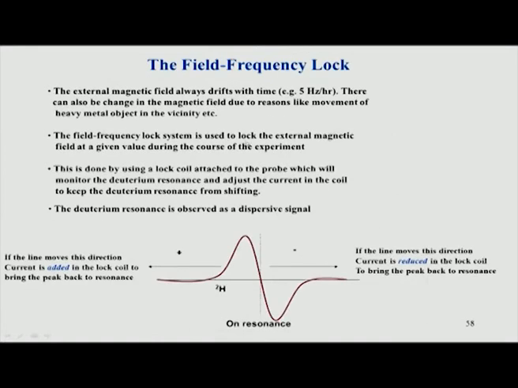The other thing which I showed you is what is called the lock. This is required because, remember, I mentioned in the last few slides that the magnetic field drifts with time. No magnetic field can be constant throughout. It always drifts to some extent, sometimes as low as 5, sometimes as high as 20 hertz per hour. Because the peaks which we are studying are very narrow, we cannot afford to have this drift happening. So, we have to correct for this drift.